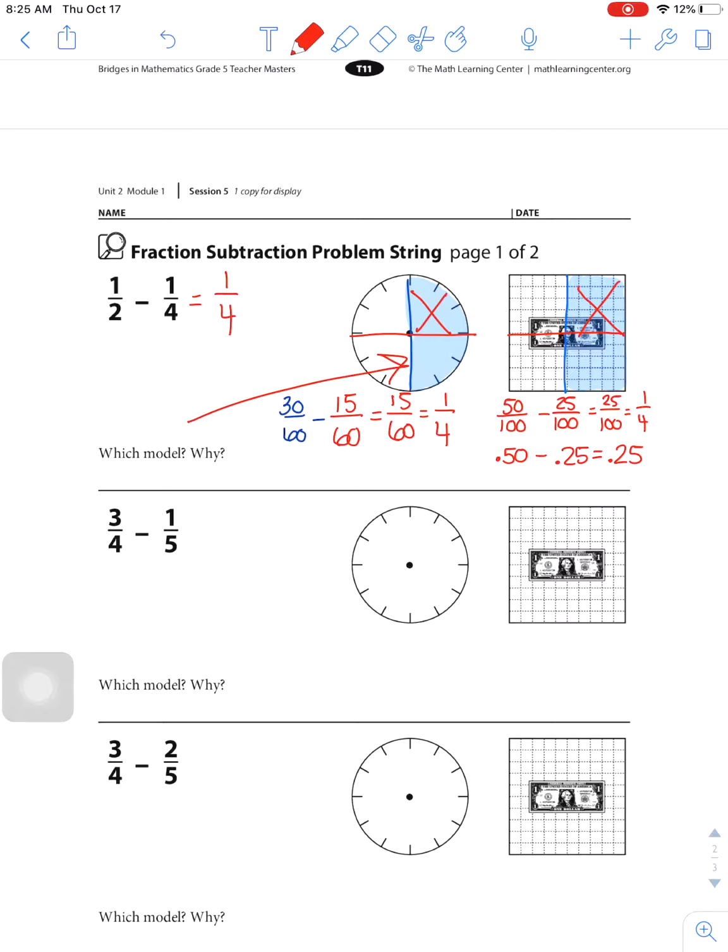And then I'm gonna go ahead and just explain why. So I'm just gonna say either or both work because you can divide models evenly, okay? They don't really give you a lot of room to do that, but explaining our thinking is crucial.